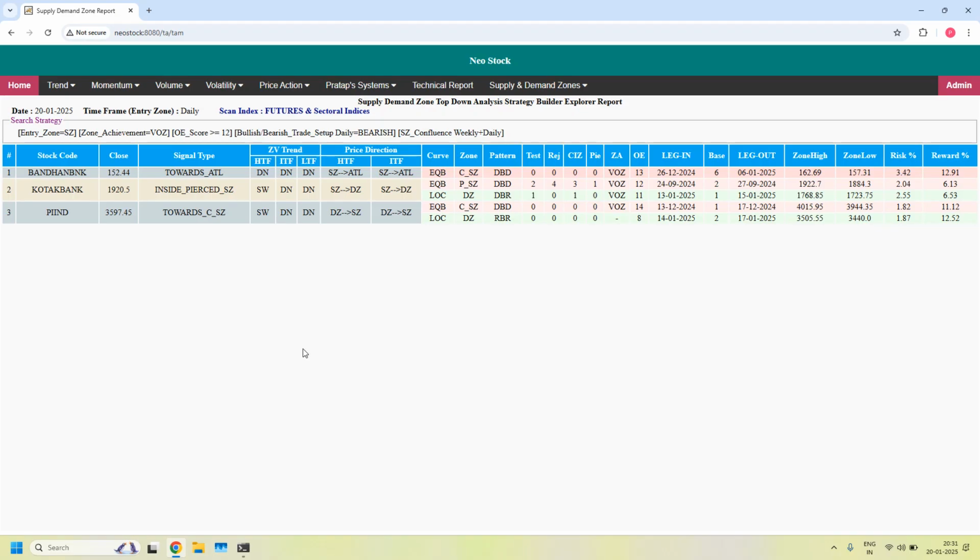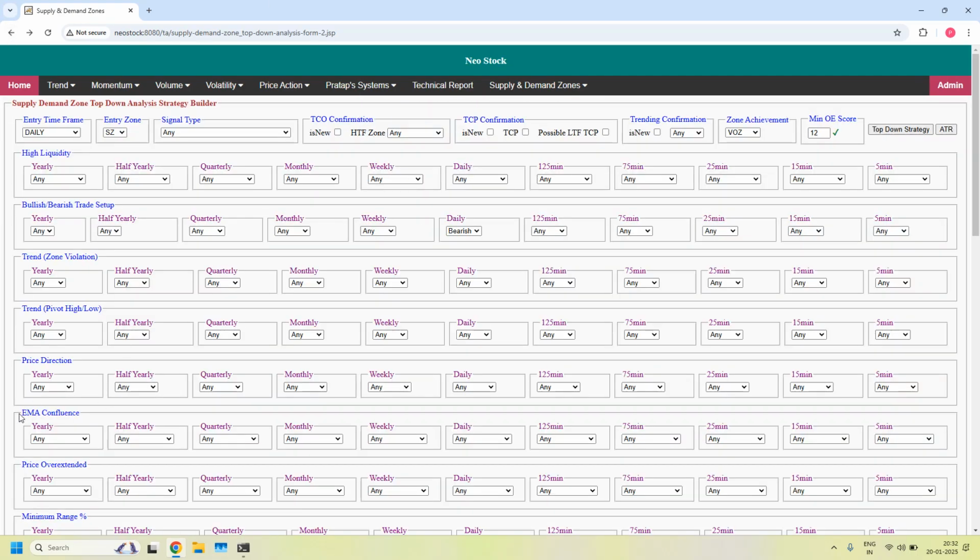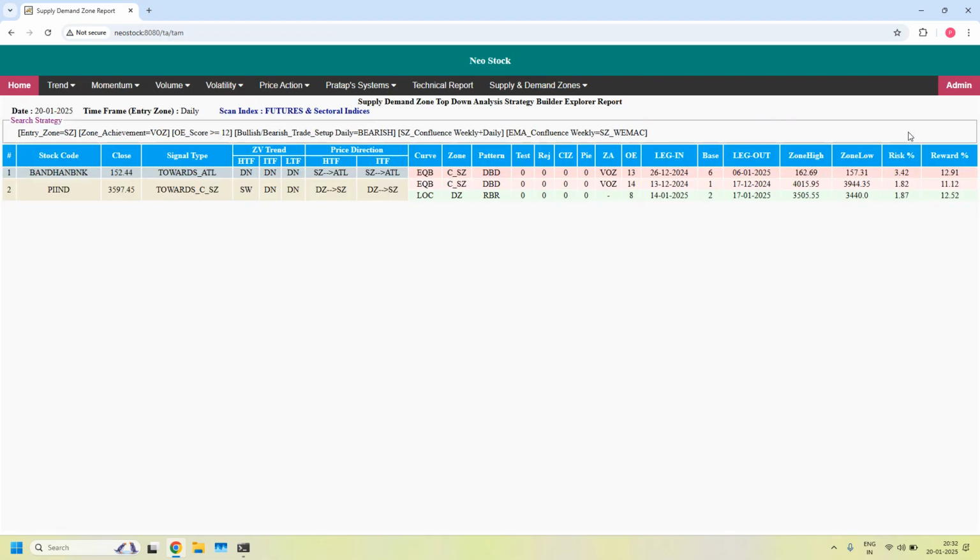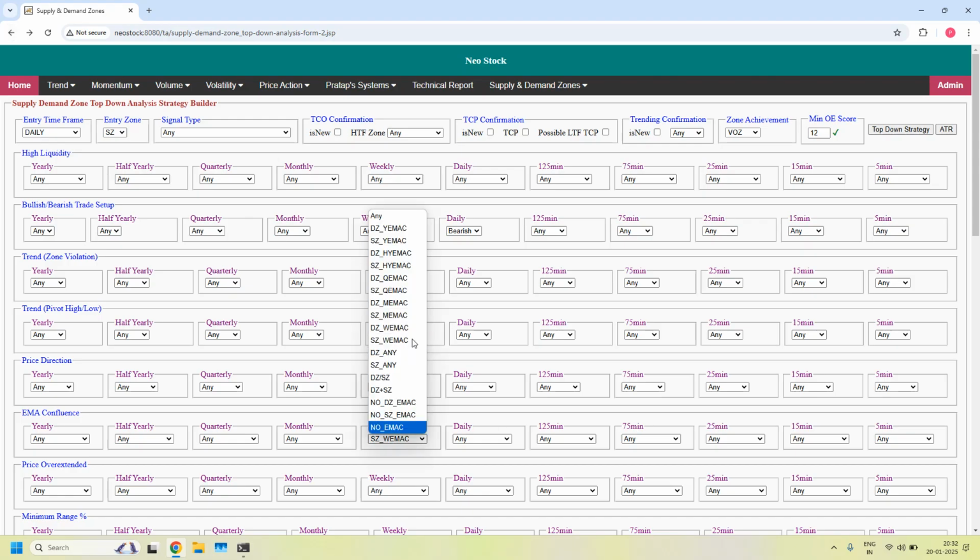If any of these weekly supply zones have weekly EMA confluence, they are even more high probability trade setup supported stocks. Let's verify. EMA confluence, weekly time frame, weekly supply zone having weekly EMA confluence. We got 2 stocks. So both these weekly supply zones are even more high probability trade setup supported daily supply zones. Okay, next let us look for LTF, ITF, HTF supply zone confluence. Removing the EMA filter.